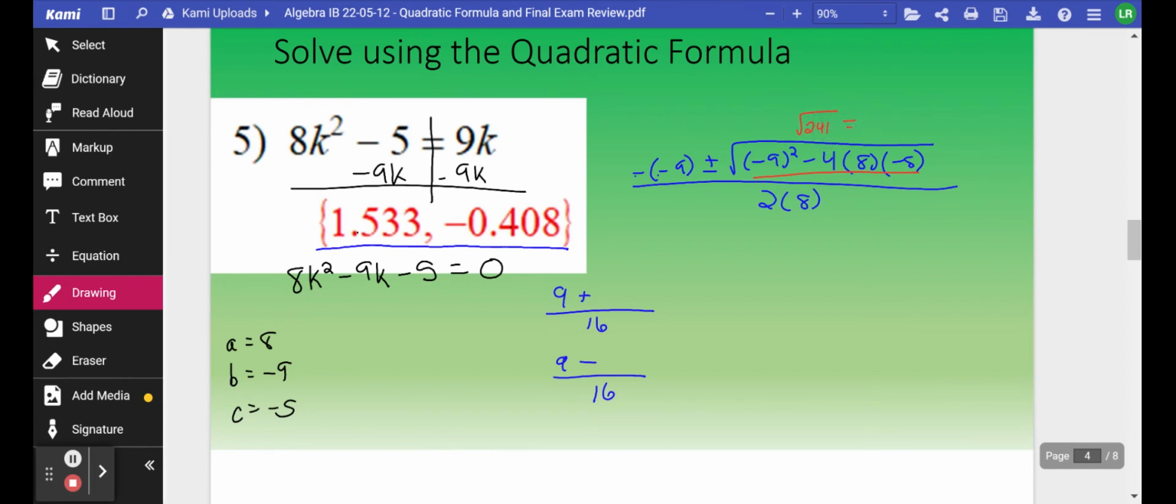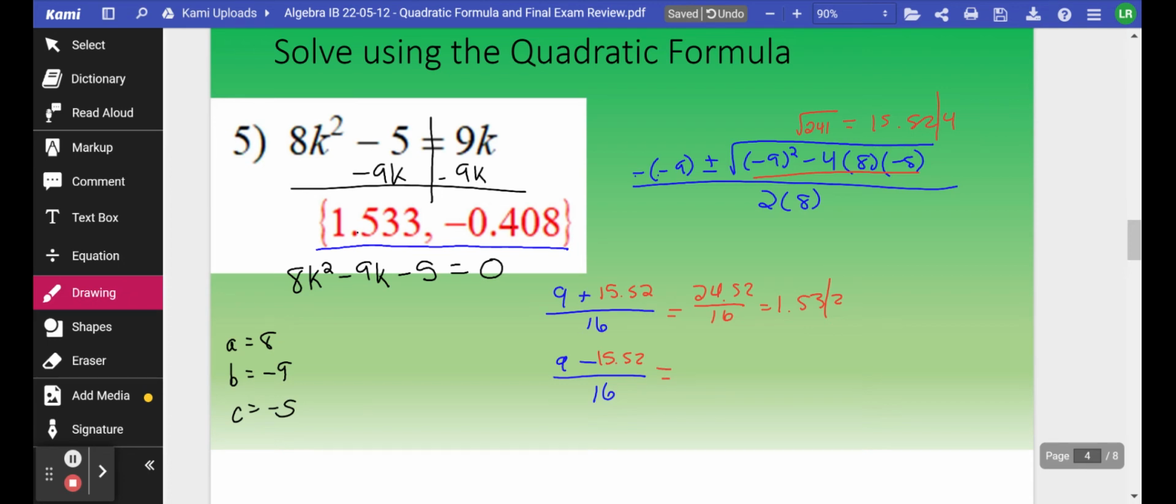Now I do need to square root that. And I'm getting 15.524. So rounded, 15.52. And that's what goes here. Now we figure out our fractions. 9 plus 15.52 is 24.52 divided by 16. And I get 1.532.